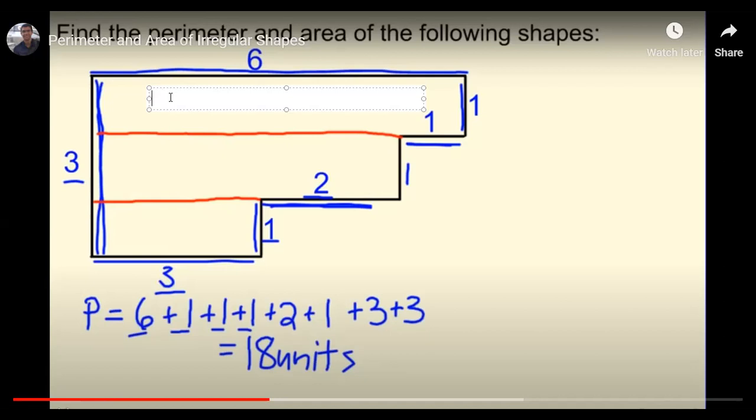So as I said, we already divided this figure into 3 rectangles. So what is the area of rectangle 1? 6. Yes. How did you find it?